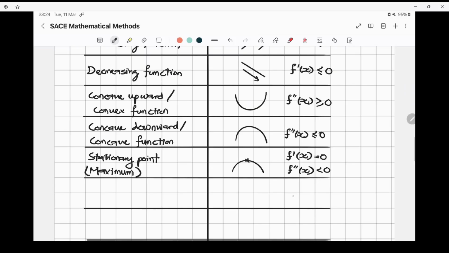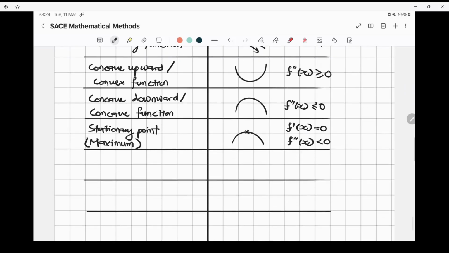So you will get this set of conditions. If you have a stationary point which is a minimum, then your minimum point has to be sitting at a concave upward function. So it means that your f prime x equals 0 and your f double prime has to be greater than 0.